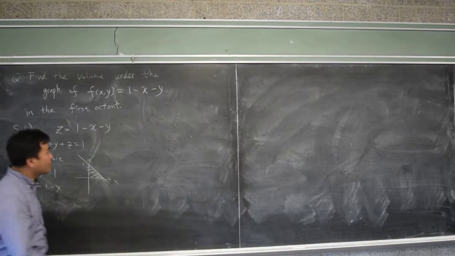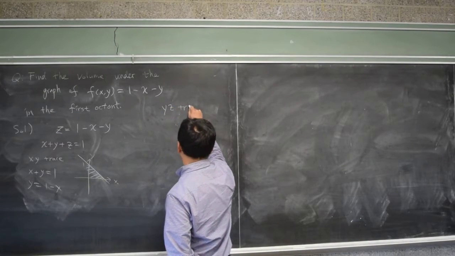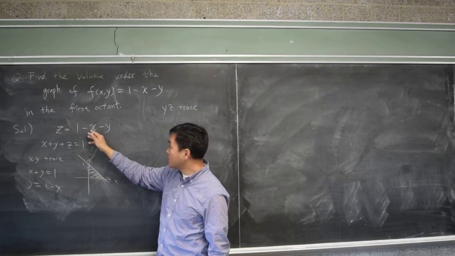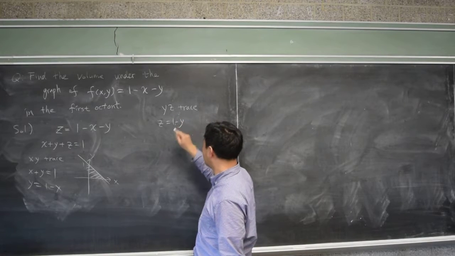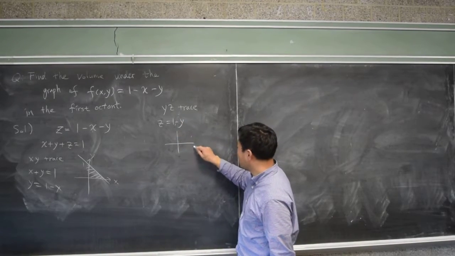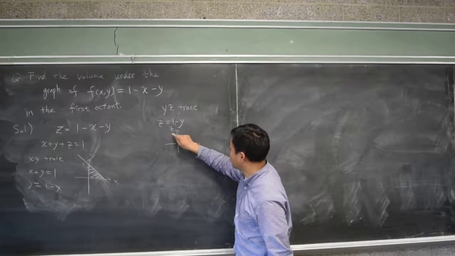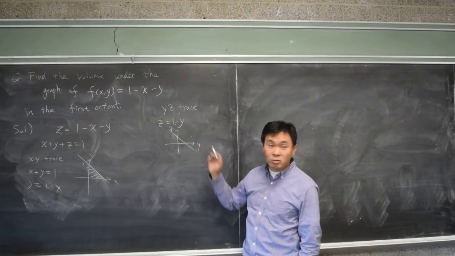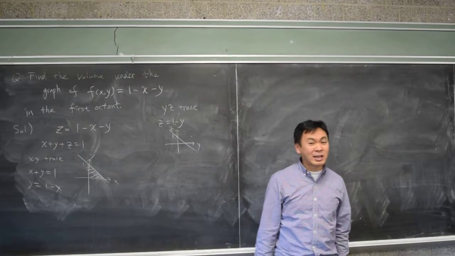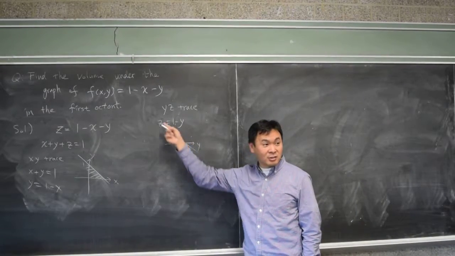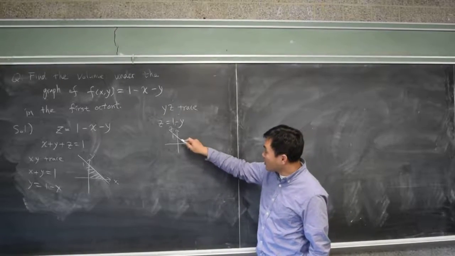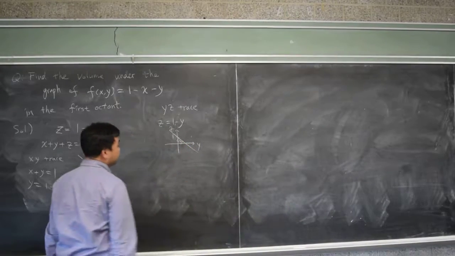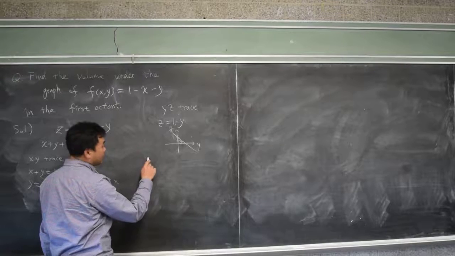How about the yz trace? In that case, you set x equal to 0, so you get z equals 1 minus y. That's the same kind of graph in y and z. It has z-intercept 1 and slope negative 1, which is a 45-degree line going downwards. We all know that. Again, the part that belongs to the first octant is here. And the same thing for the xz trace.